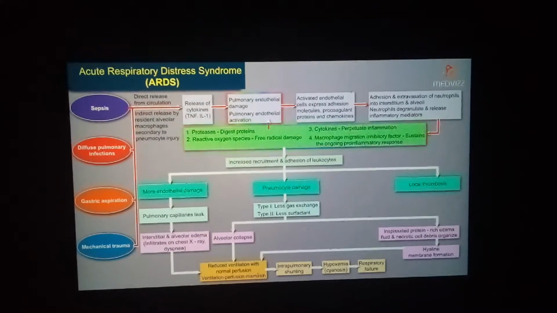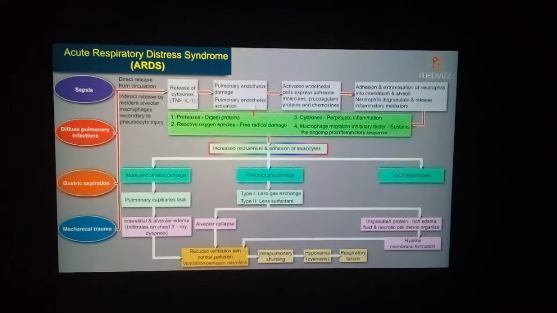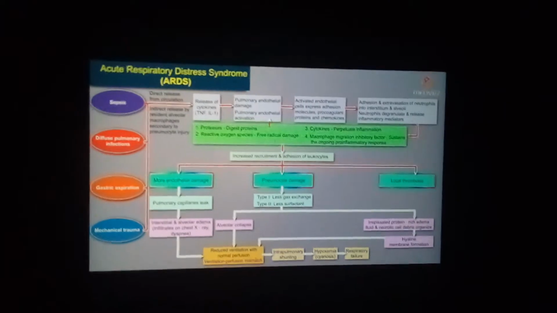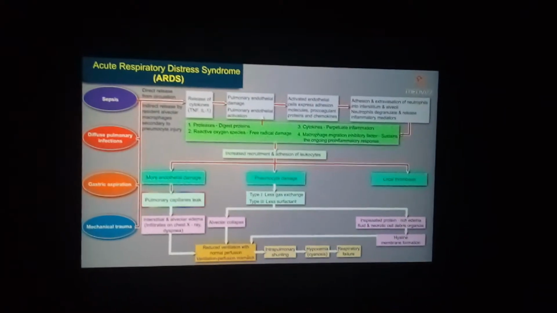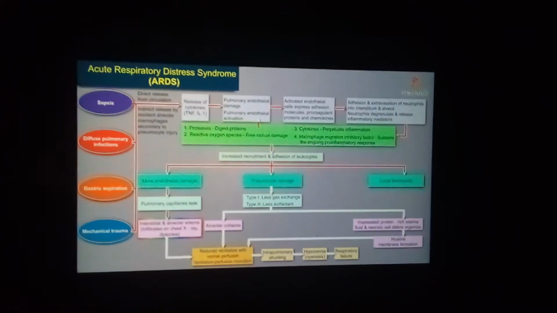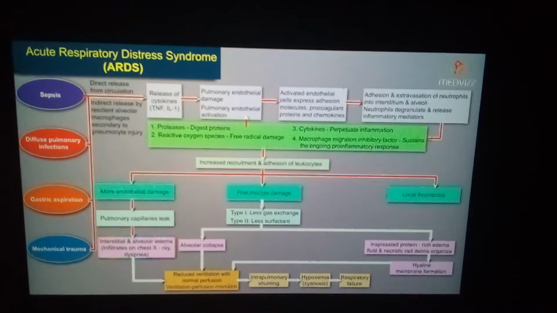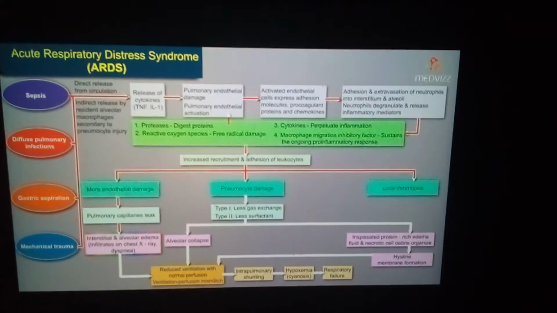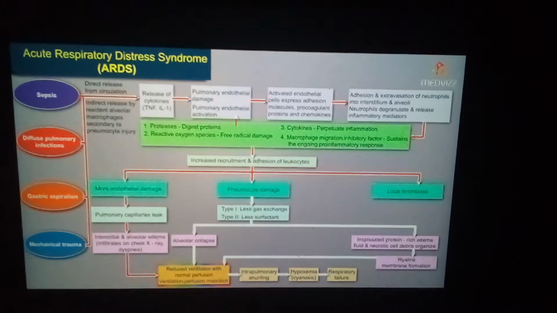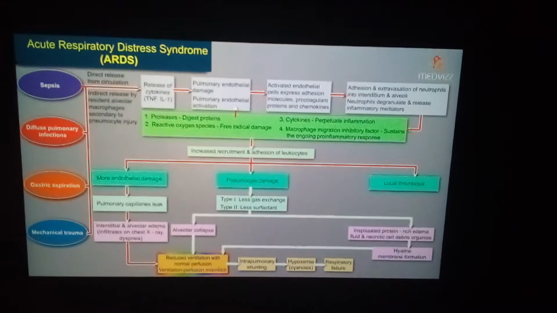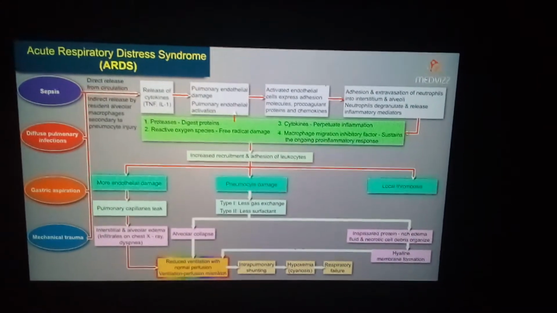Once these have been released, they trigger increased recruitment and adhesion of leukocytes. This mechanism then leads to three conditions: more endothelial damage, pneumocyte damage, or local thrombosis. When you have more endothelial damage, the pulmonary capillaries get leaky, and interstitial and alveolar edema occurs. This edema can be picked up as infiltrates on a chest x-ray and also causes dyspnea. This ultimately leads to reduced ventilation with normal perfusion, and there is a ventilation-perfusion mismatch.